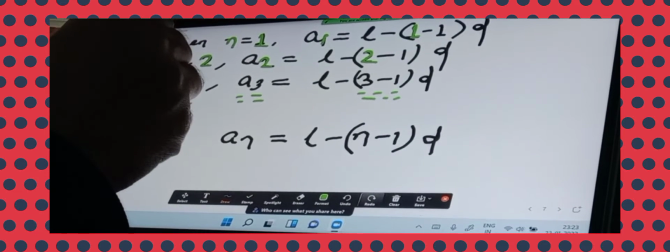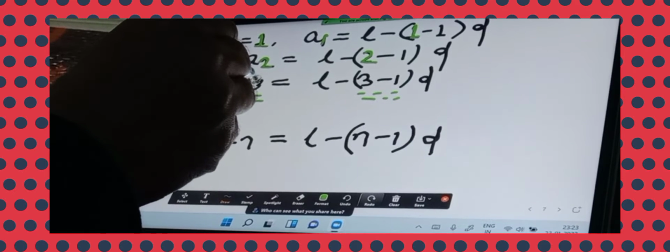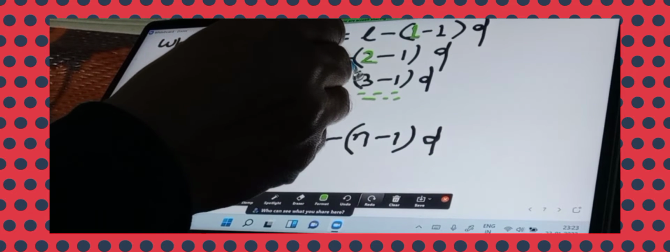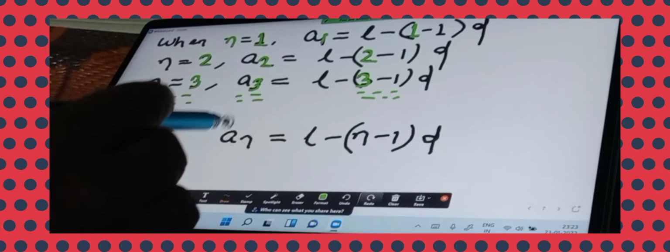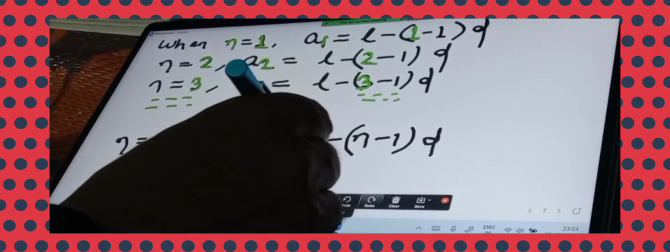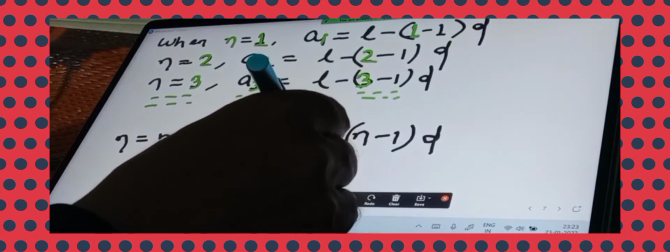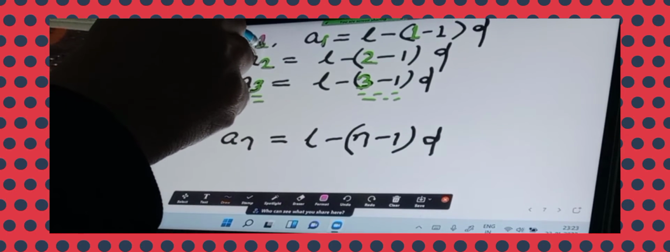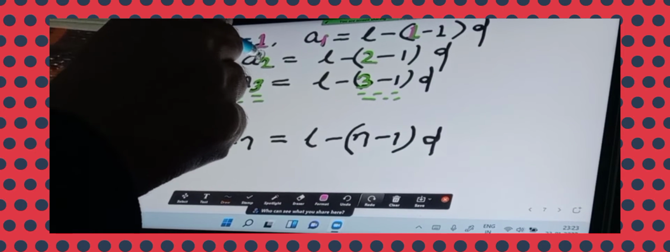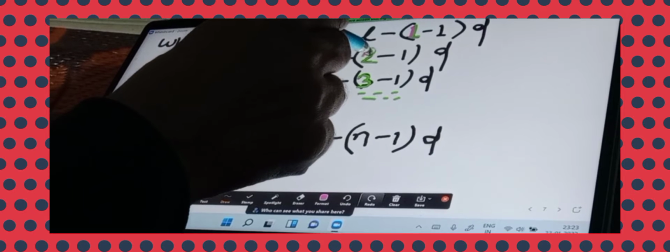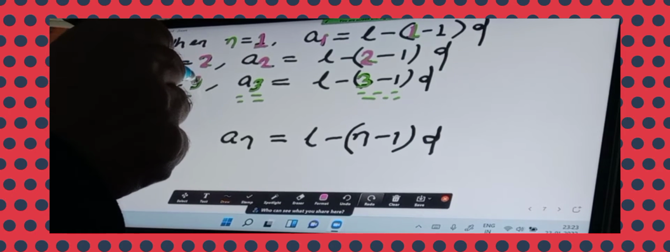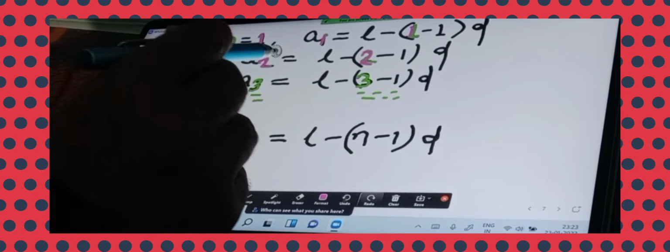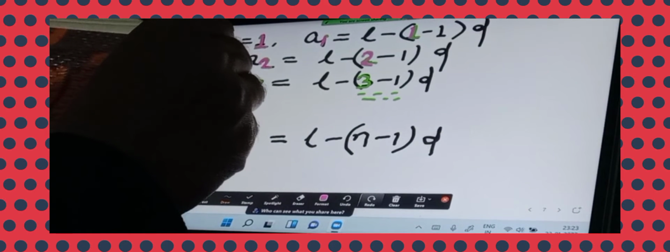Similarly, when n is equal to 3, we shall get the third term A3, which is L minus 3 minus 1 into D. Are you finding an interesting relationship here? Are you observing anything else? You see, when n is equal to 1, we are getting 1, here also 1. When n is equal to 2, we shall get the second term, here also 2. Similarly, when n is equal to 3, we shall get the third term, and here also 3.